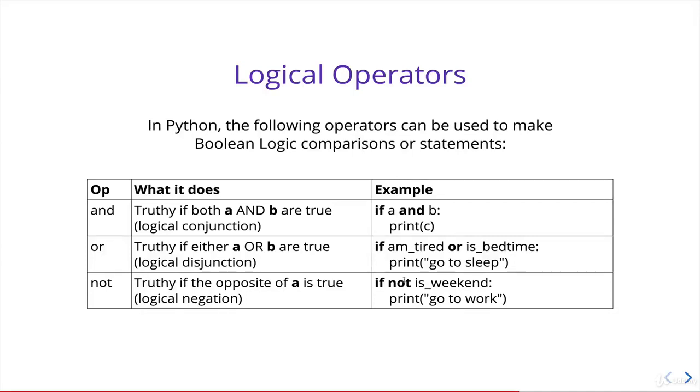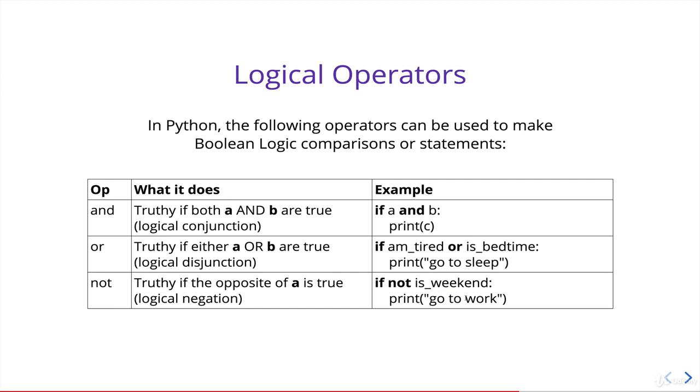Okie dokie. So next up, we have our last logical operator, which is called not. It's also known as logical negation, and it's pretty simple compared to and or, because it only works with one piece of logic at a time, and it will be truthy if the opposite of A is true, which, hearing myself say that, sounds really confusing. But a simple example, if we had a variable called is weekend that is either true or false, we can do an if not is weekend, we'll print go to work.